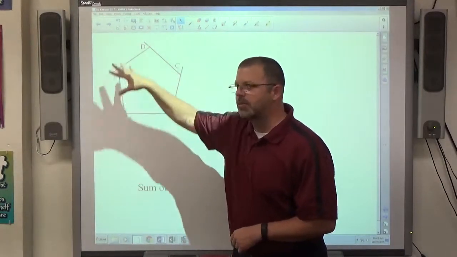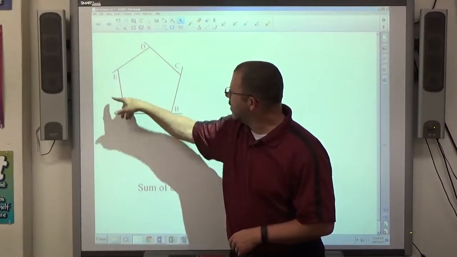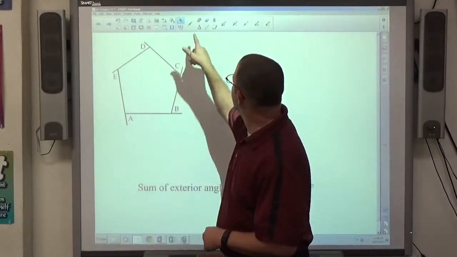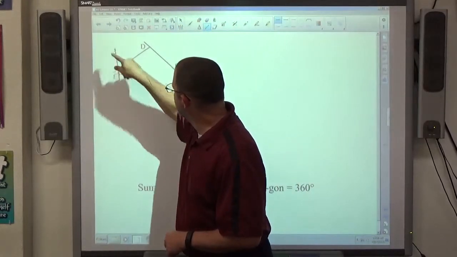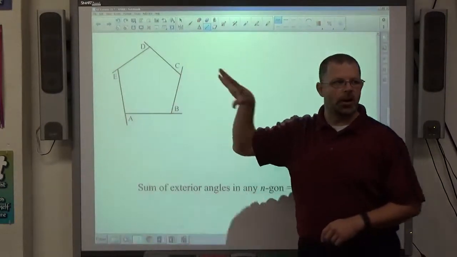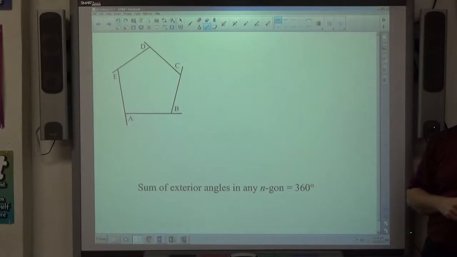So all of them the same direction. So this is to the right, above, left, like that. So you're going around and every angle's being hit. I'm not doing something weird like extending this line both ways and getting that angle too. Okay? So we're going in the same direction on every one. The sum of those angles is always 360.